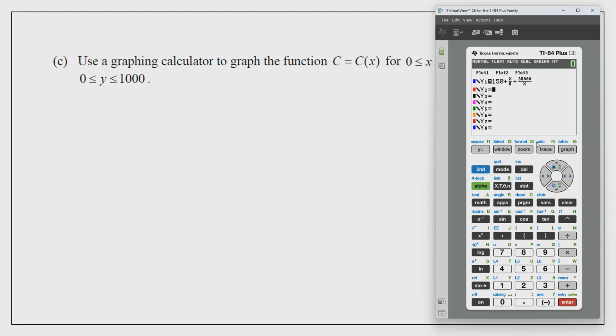And I now have restrictions on my window. So I'm going to go to window. And for my x, it said the minimum is 0 and the maximum is 1,000. And then for my y, my minimum is 0 and my maximum is 1,000. All right. And I'm going to press enter to select that in. Okay. So now once I have all that in there, I'm going to press graph so I can see what it looks like. Very nice graph. Awesome. So this would be the graph for C.